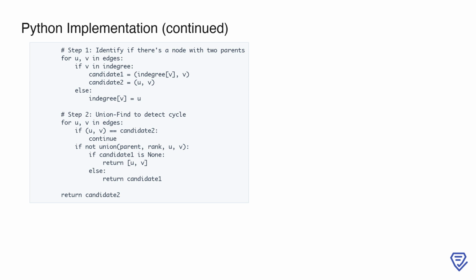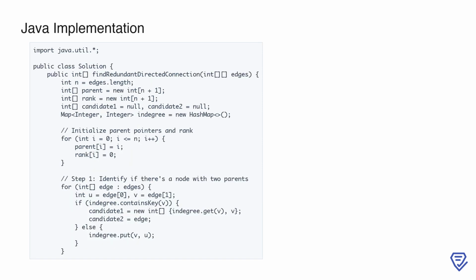This completes the solution. Here, we start by importing the necessary Java utilities and defining our solution class. The main method, findRedundantDirectedConnection, takes a 2D array of edges as input. The goal is to return the edge that, if removed, would make the graph a valid tree.